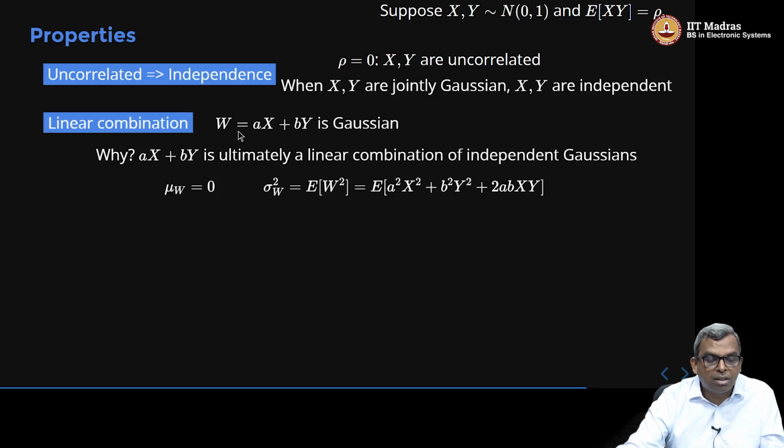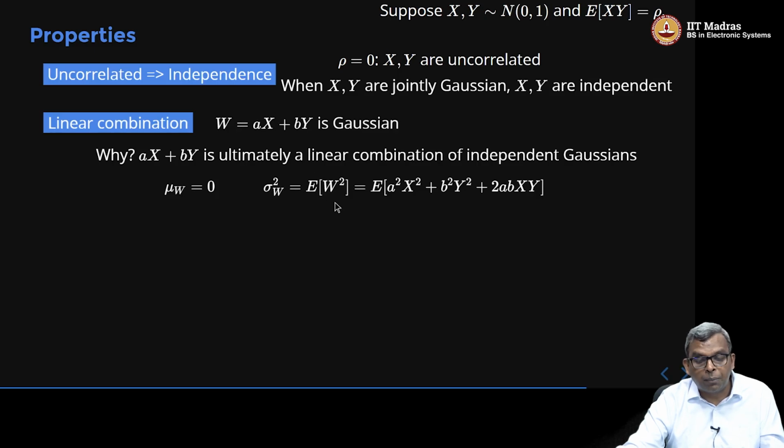So how do you find the mean? Once I know it's Gaussian, to characterize the distribution of W, I only need its mean and variance. What is the mean? Mean is 0. You take the expected value, which is a times the expected value of x plus b times the expected value of y. These two are 0, so the mean goes to 0. What about the variance? Now we have to be slightly careful. Mean is 0, so the variance is just the expected value of W squared.